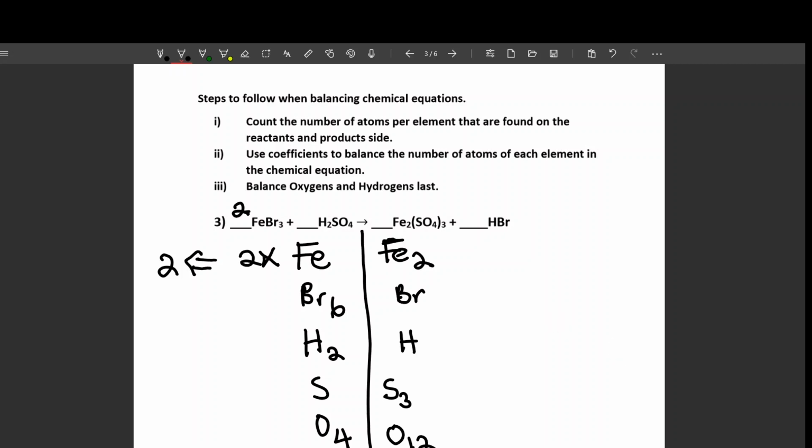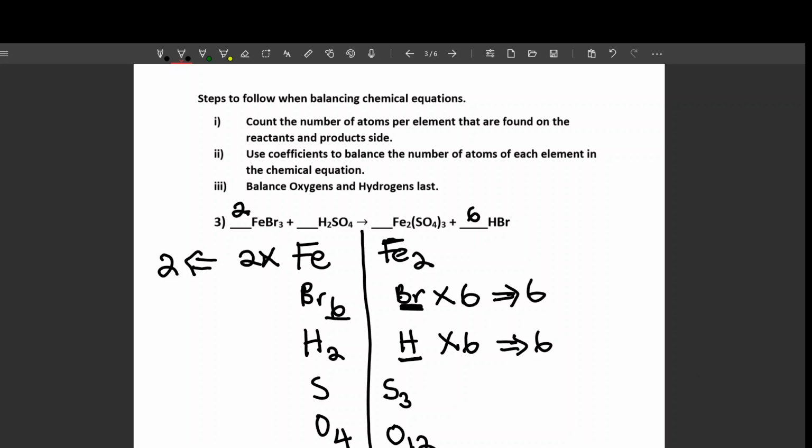We can just go on and balance our bromines. So if we have 1 bromine here and 6 bromines here, we can basically multiply this by 6 to give us 6 in total. So we add a 6 here. However, also note that by introducing this 6 here, I've also changed the hydrogen count. So instead of having 1 hydrogen on the product side, I now have 6, right? So we have 6 bromine, 6 hydrogens.